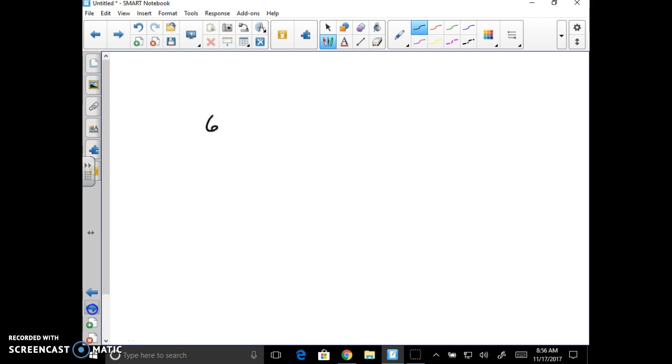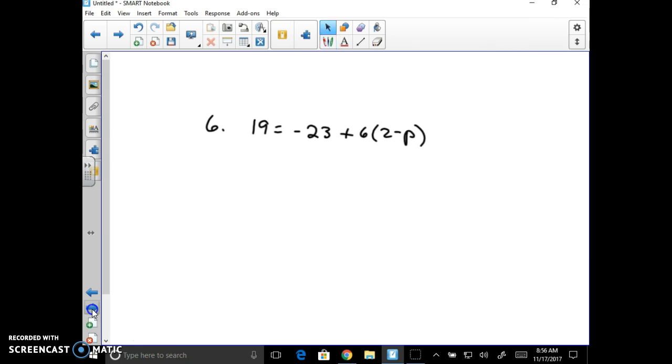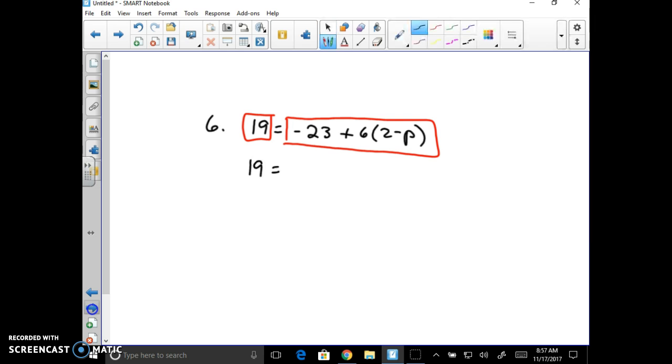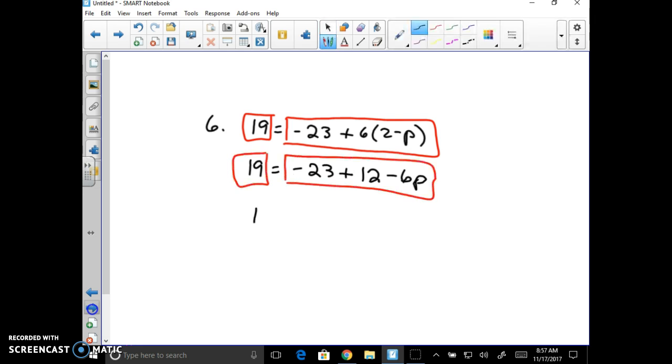Number 6. 19 equals negative 2/3 plus 6 times 2 minus p. Box. We're boxing because you're going to have some variables on both sides pretty soon, next class. So 19 equals negative 23 plus 6 times 2 is 12, and 6 times negative p is negative 6p. Box. 19 equals negative 23 plus 12 gives you a negative 11 minus 6p.